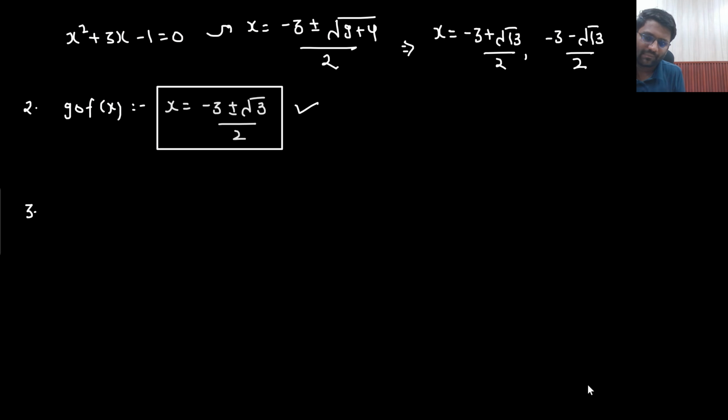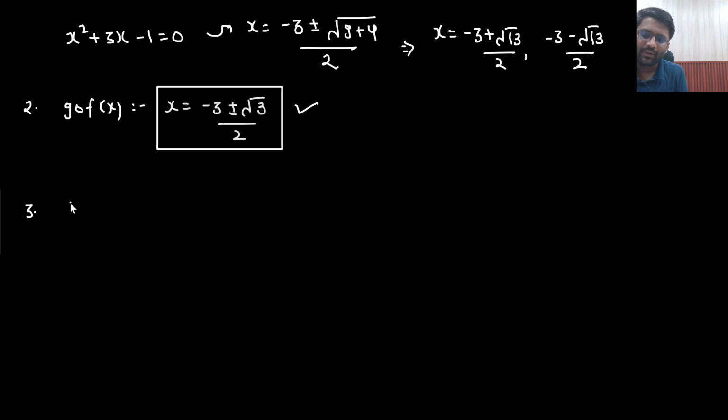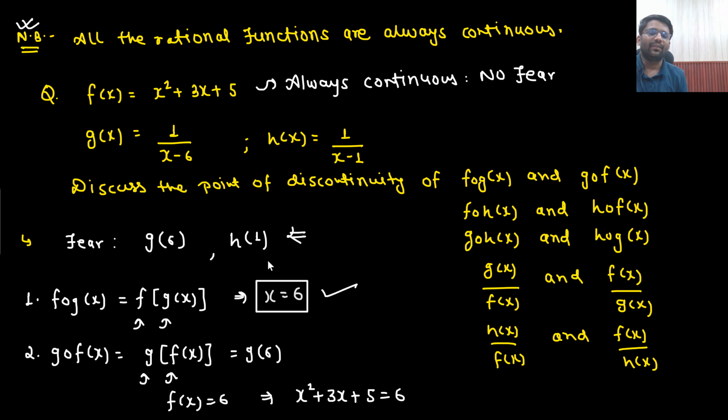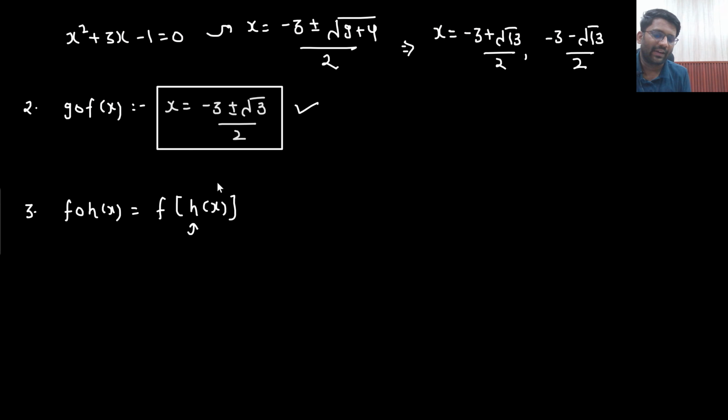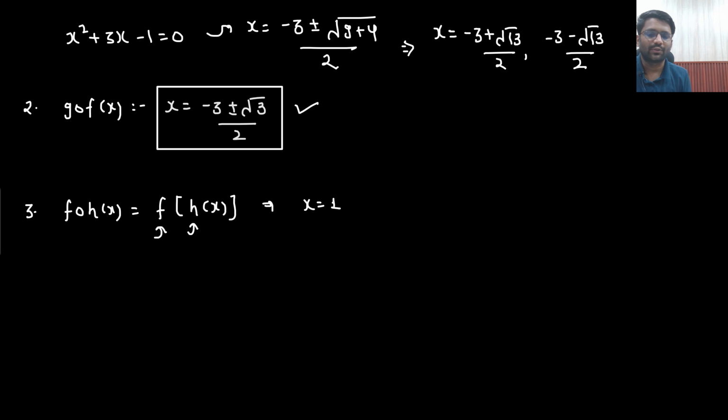Okay, third one. f of h(x). I will write it in this manner, f of h(x). First I will go to h and ask him, who is your fear? He will say x equals 1 is my fear. If x is becoming 1, then that is my fear. Then I will go to f and ask him, who is your fear? f will say no fear is there. So only x equals 1 is the matter of concern.